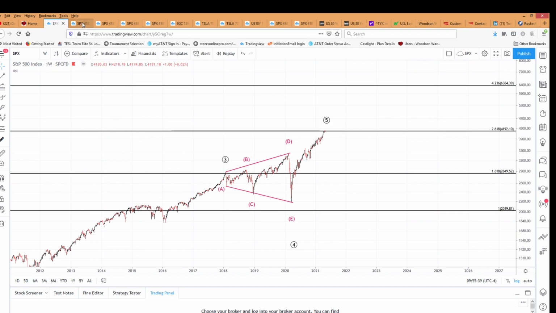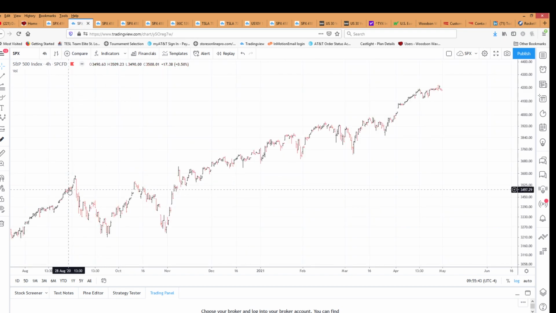I'm going to jump into the 4-hour chart because we're spinning on Fibonacci time spiral from the September 2nd, 2020 high. Okay, you can see that was, well, I can label that was a 3, and here was a 4.